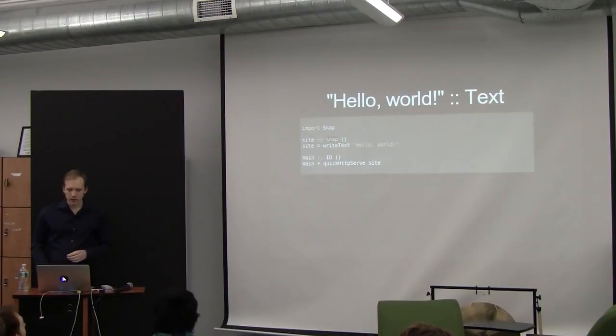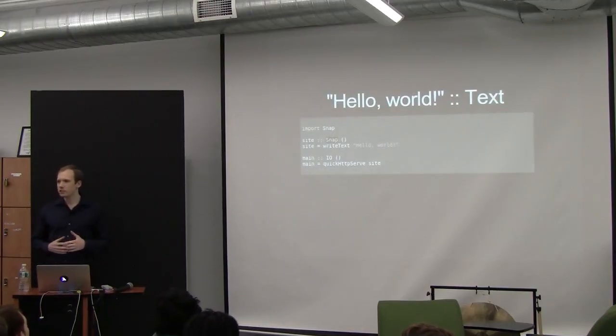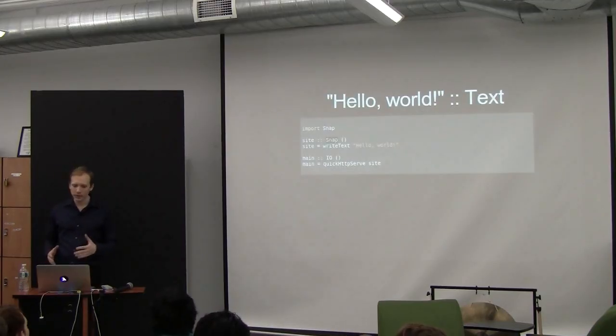The first one is a snap action. A snap action is something that responds to a web request. So anytime you see something with this snap type, that's going to be responding to a web request. And it can do things like write text to the request, it can read the headers of the request, it can do all the things that you would normally do when you're trying to serve a web page.